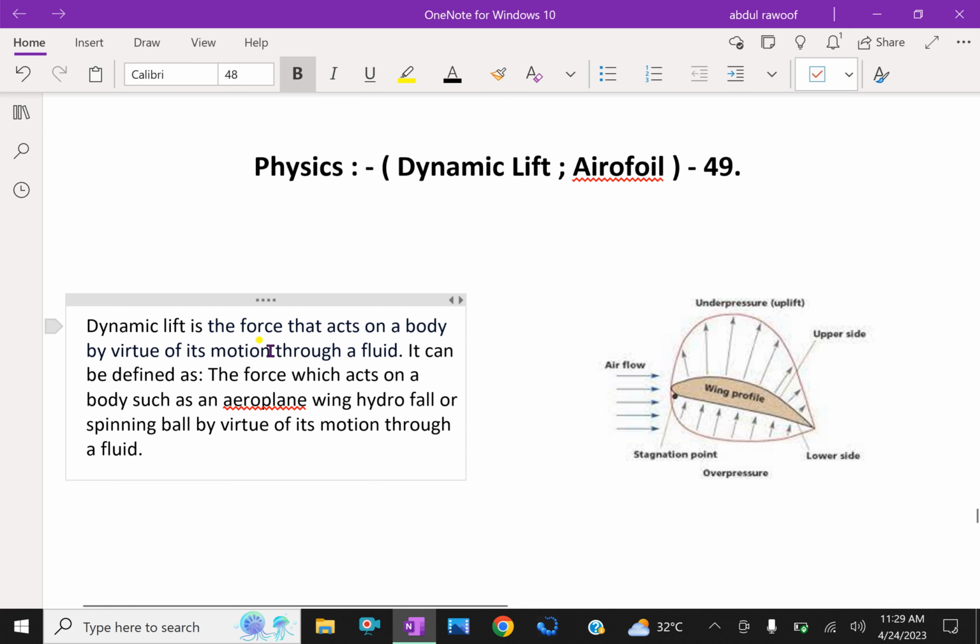Dynamic lift is the force that acts on a body by virtue of its motion through the fluid. It can be defined as the force which acts on a body such as an aeroplane wing, hydrofoil or spinning ball by virtue of its motion through the fluid. These are the examples of dynamic lift.